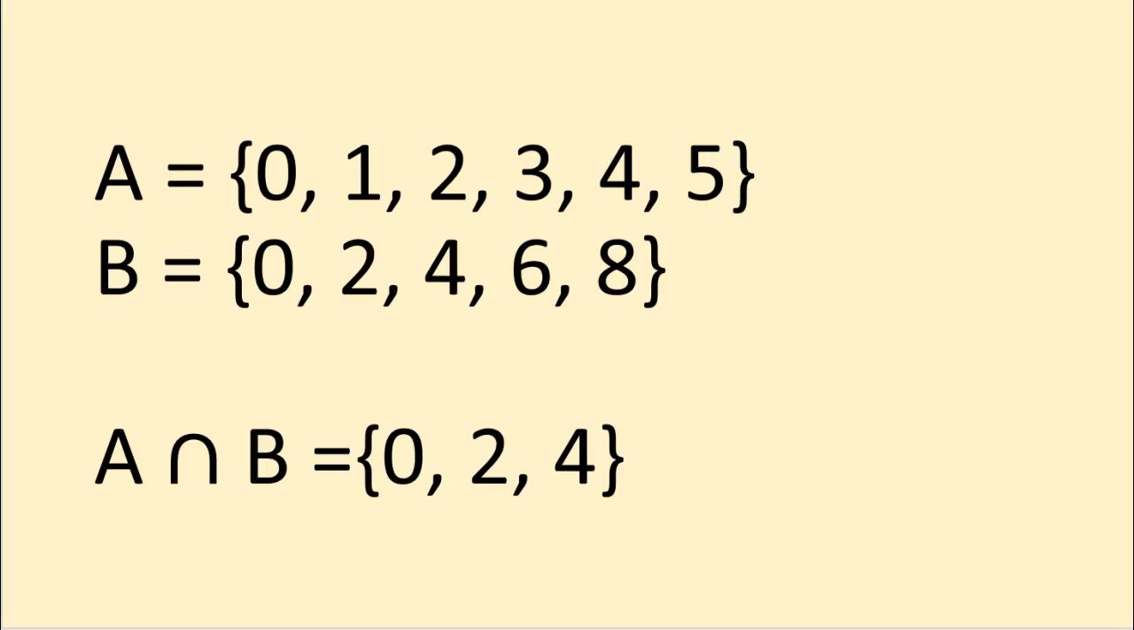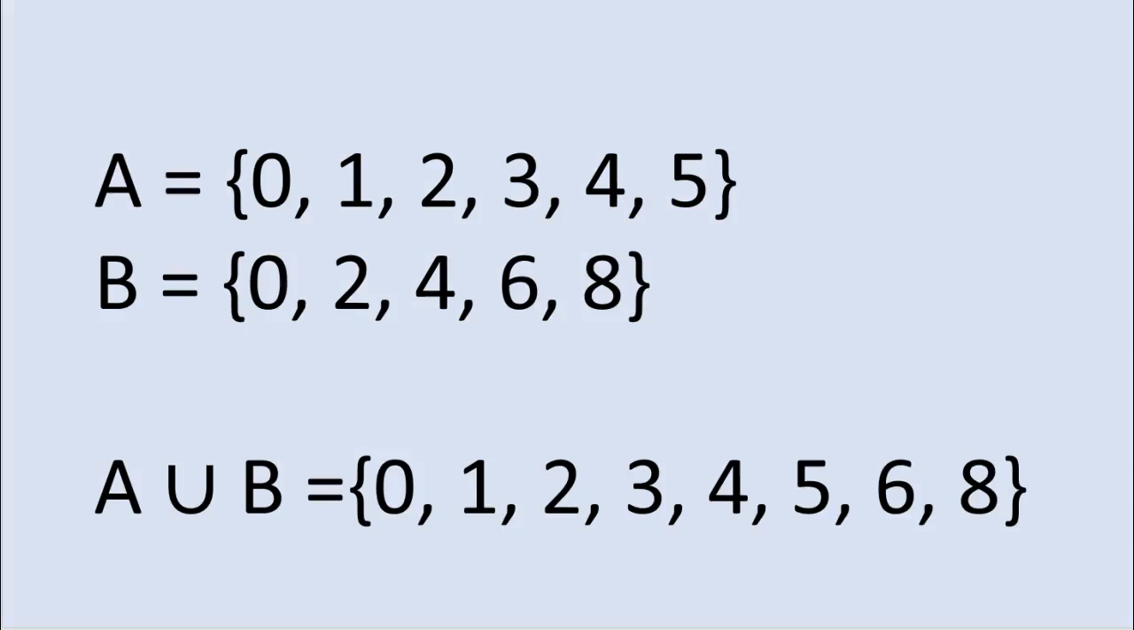We could look at A intersection B. A intersection B is all of the elements that are in both A and B. So looking at A and B, we can see the numbers they have in common are 0, 2, and 4. On the other hand, A union B is all of the numbers either in A or in B. So notice that each of the numbers in A union B is in A or B. For numbers that occur in both, such as 0, we only list that number once.